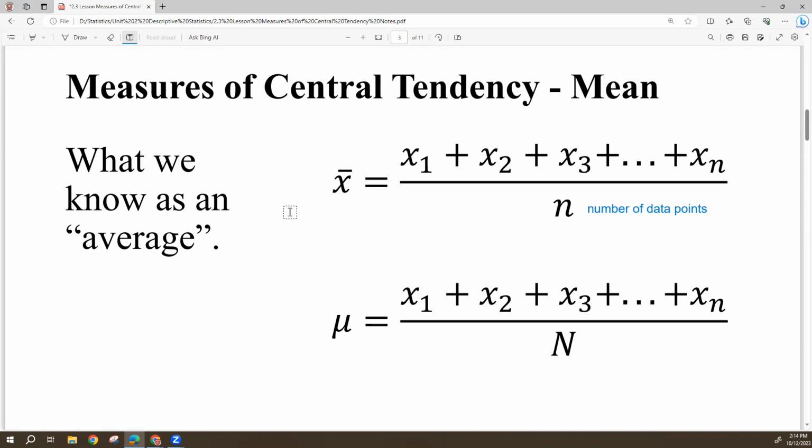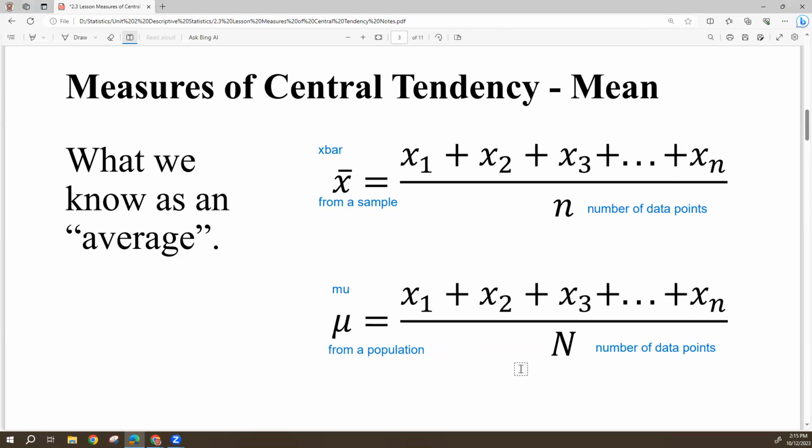We have two different means here. One is this thing that we call x bar, and the other one is the Greek letter mu. Both of those are means. X bar is a mean that we get from a sample, and mu is a mean that we get from a population. If you remember from the beginning of the year, we talked about the difference between a sample and a population. The population is what we want to know about the whole group. Sample is a smaller representative group from that population. Here, capital N again is the number of data points.